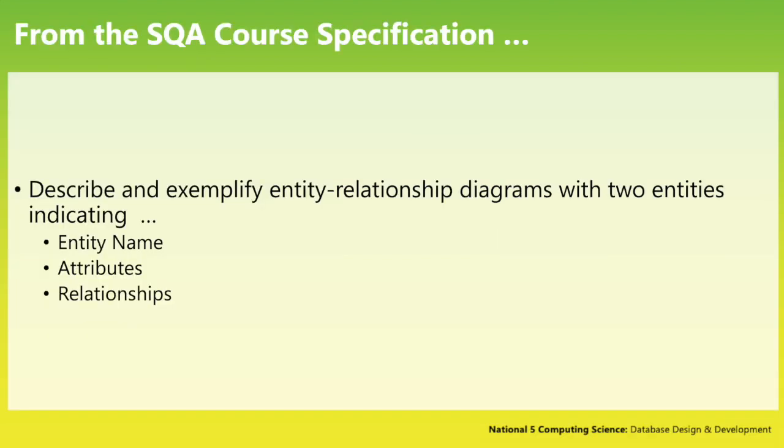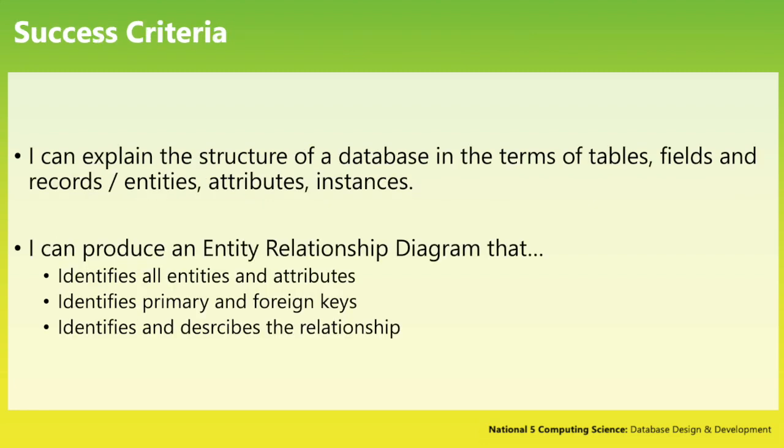With regards to entity relationship diagrams, you need to be able to produce entity relationship diagrams that indicate entity names, attributes and relationships. That means by the end of this video you'll be able to explain the structure of a database in terms of tables, fields and records, as well as entities, attributes and instances. You'll also be able to produce an entity relationship diagram that identifies all the entities and attributes within a database, identifies the primary and foreign keys within an entity, and identifies and describes the relationship between two entities.